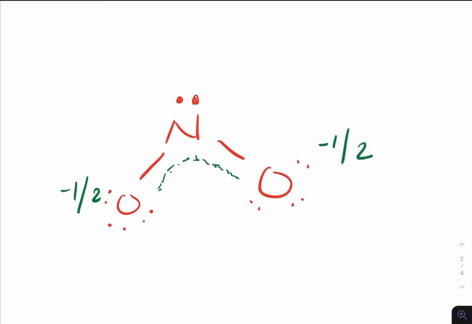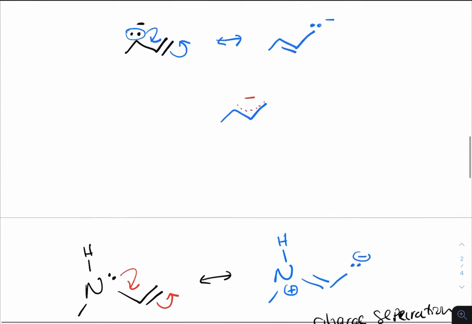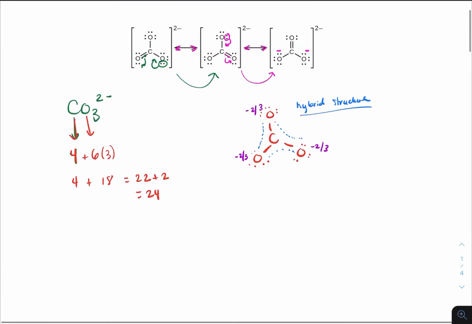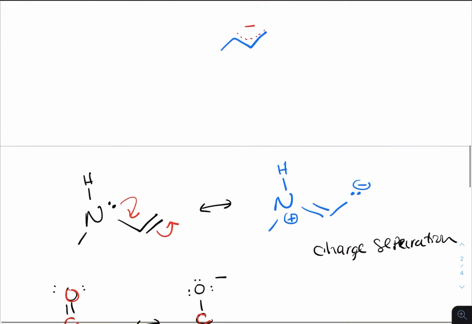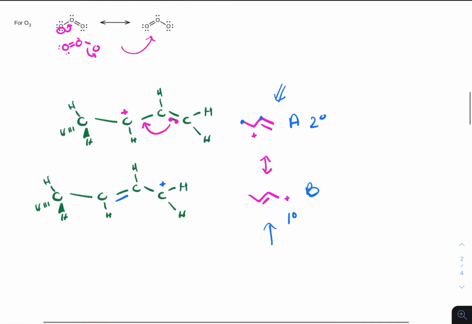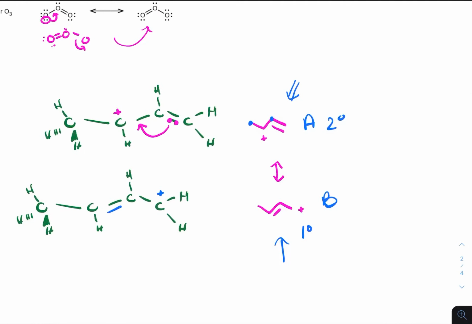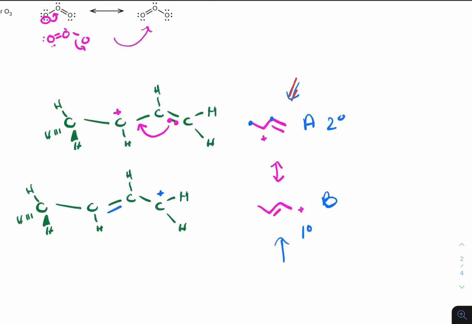Now I did talk a little bit about major and minor resonance contributors, right? And we talked about this one right here. Actually, let me go, where are you? I think I missed it. Let's go all the way up to the top. Yep, there it is. So I was talking about how, because this cation is in this secondary position, it is more stable.